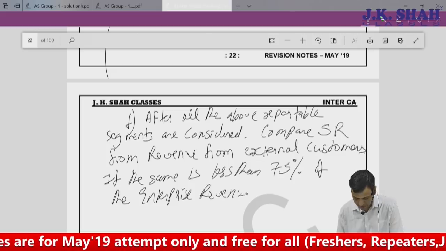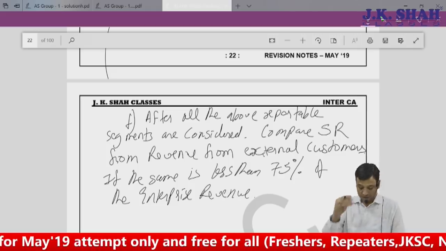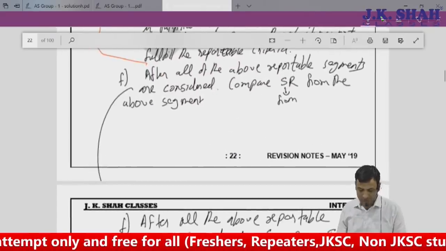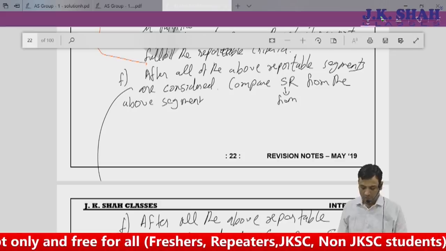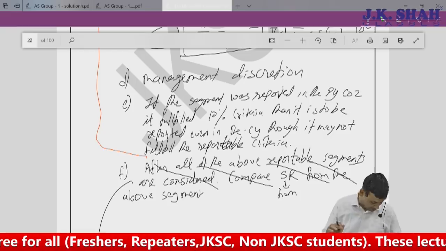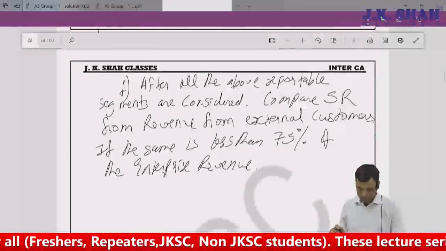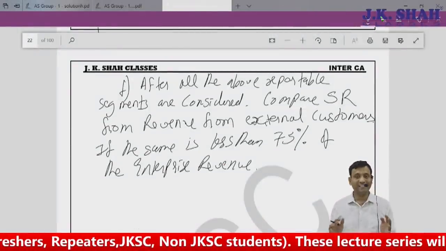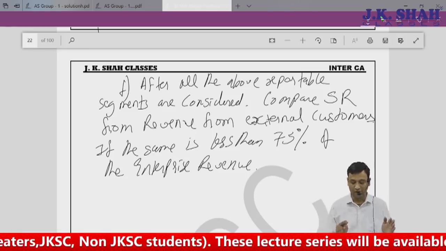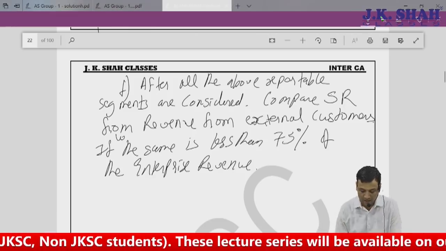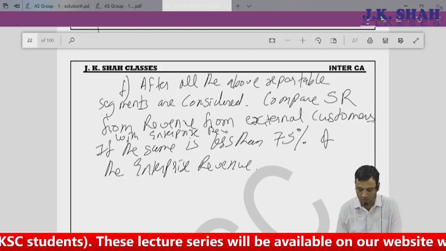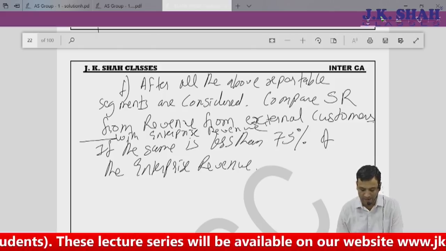We need to add some more segments. Once points A to E are done, we have all the segments. Whatever segments come, just ignore this part. Once A to E segments have been identified, what we have to do is compare the segment revenue from external customers with enterprise revenue.